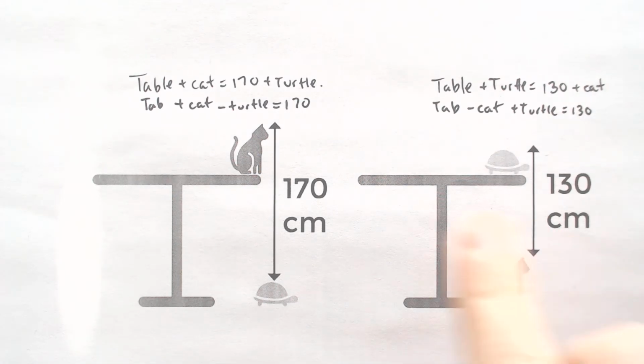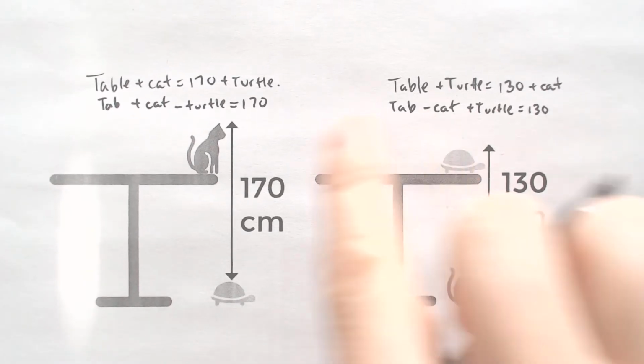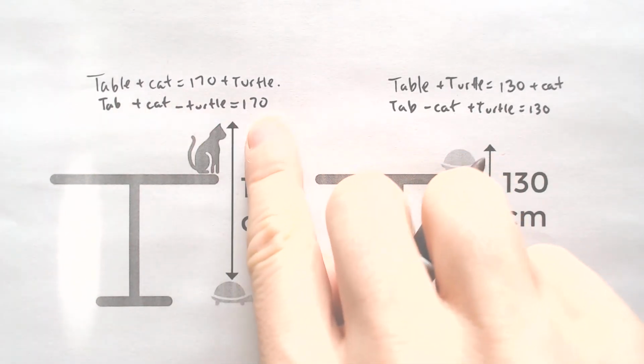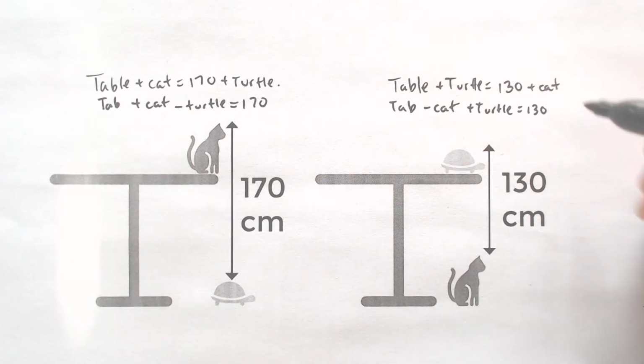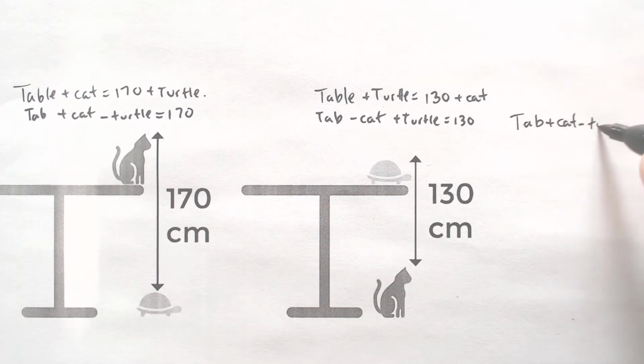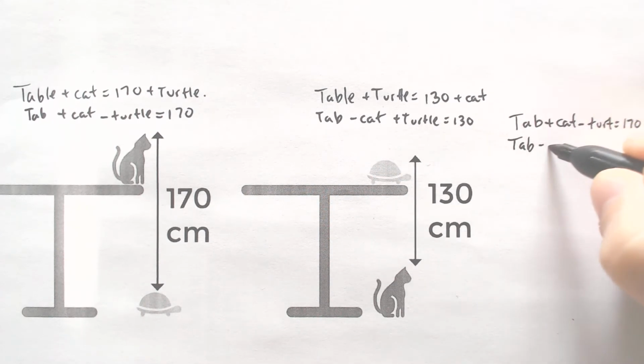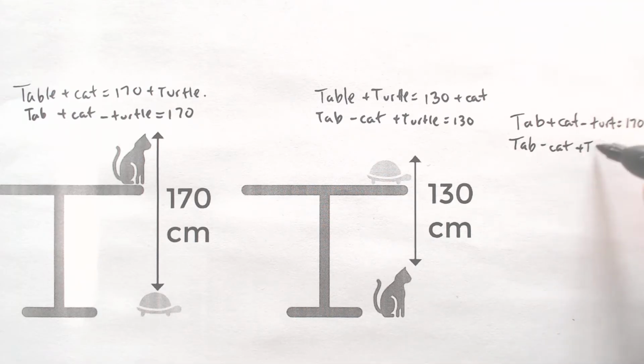All right. Now we're going to take these two equations and line them up, one on top of the other. So we have table plus cat minus turtle equals 170, and I'm going to put it right over here. We're going to do table plus cat minus turtle equals 170. Table minus cat plus turtle equals 130.